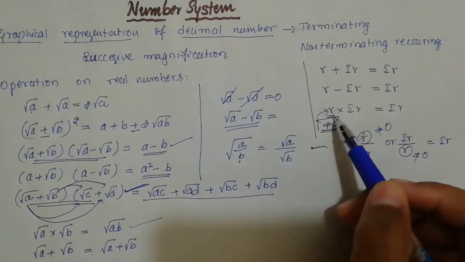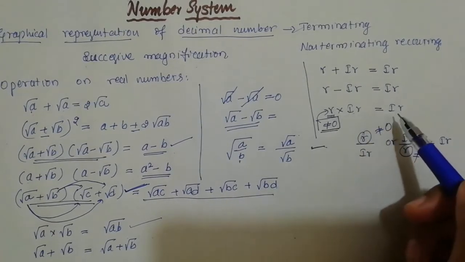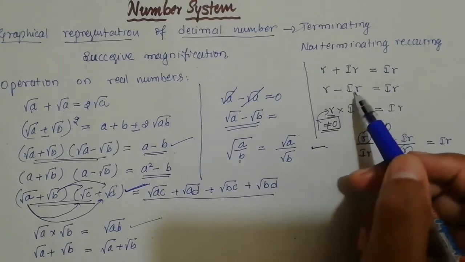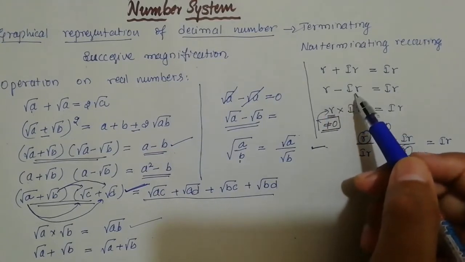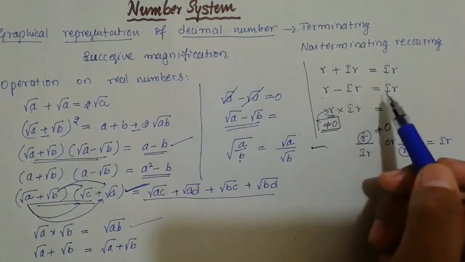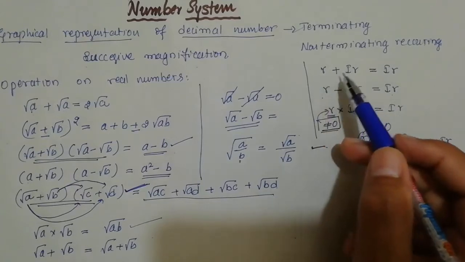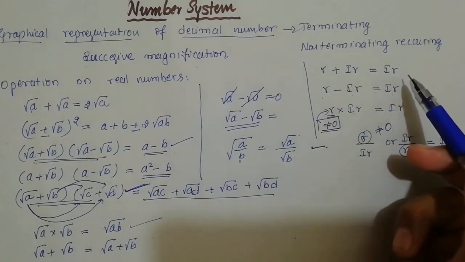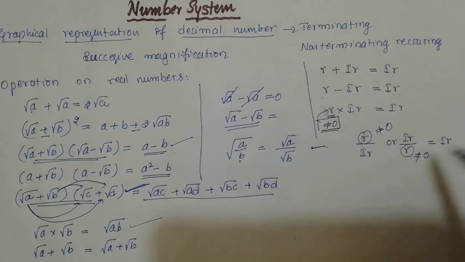Here also irrational into rational is also irrational. Even if you reverse this one, it is always true. Irrational minus rational is irrational. Irrational plus rational is again irrational. Remember this one. Okay, because this will be helpful for you, the first question in the exercise 1.5.